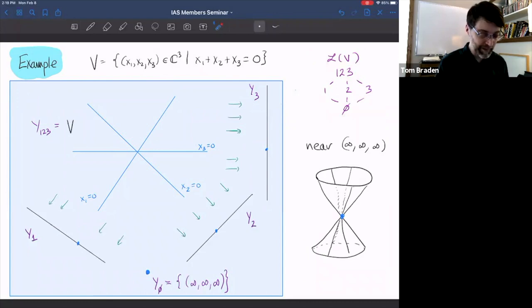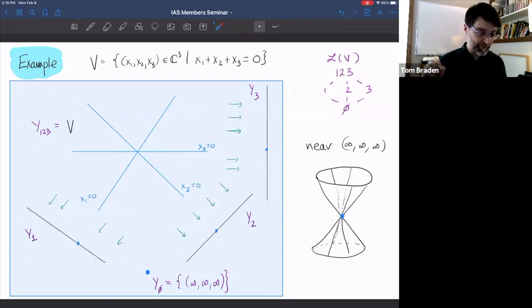And the picture of the variety is, in the center, as an open piece, you have the original two-dimensional vector space V, but I have naturally distinguished subspaces given by when the coordinates are equal to zero. X1 is equal to zero, X2 is equal to zero, X3 is equal to zero. These give me an arrangement of hyperplanes in this space.